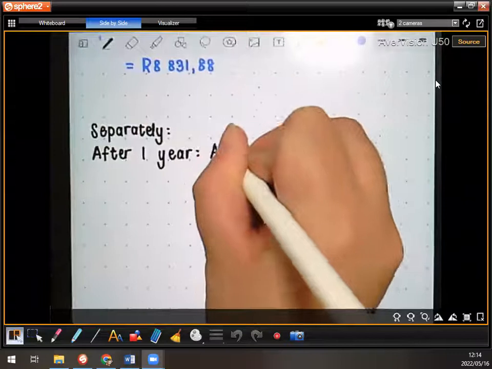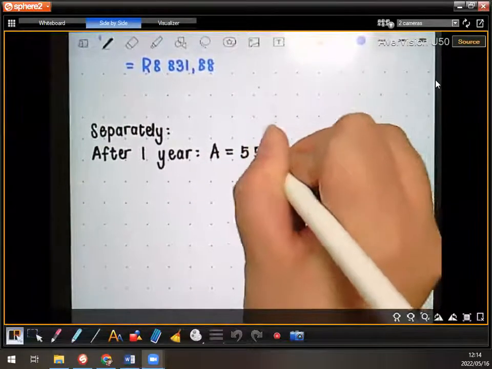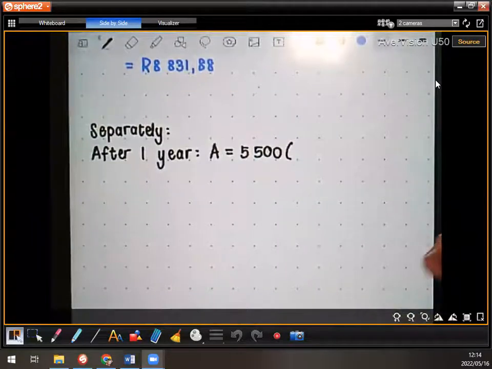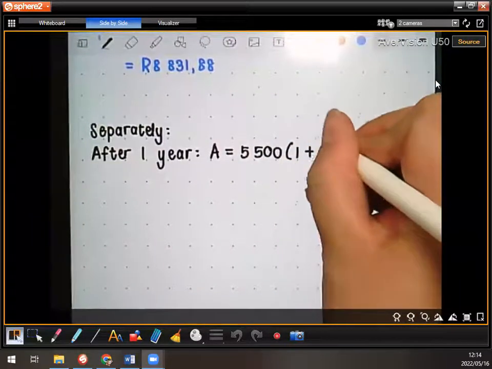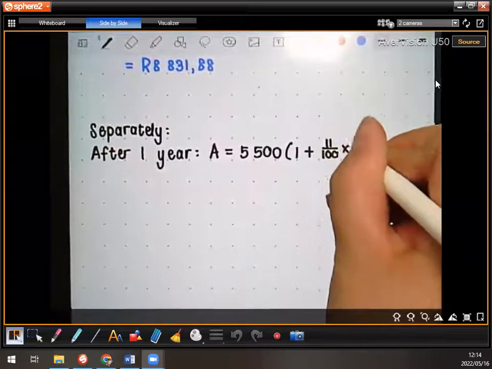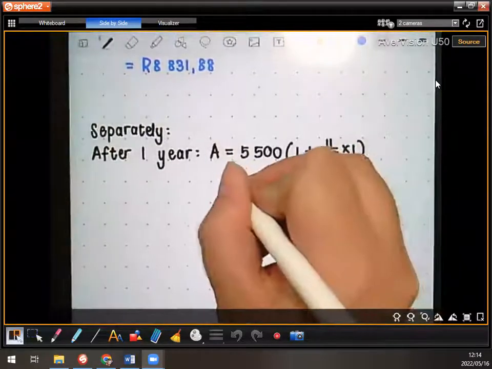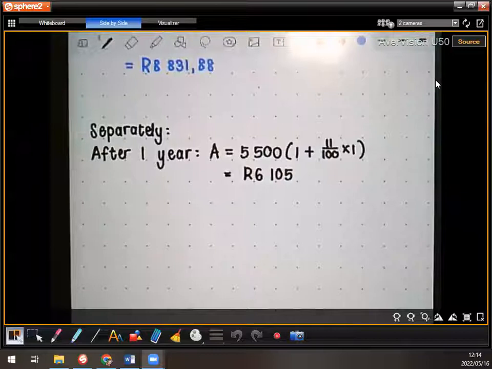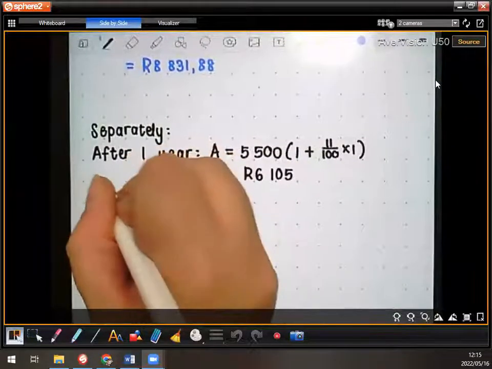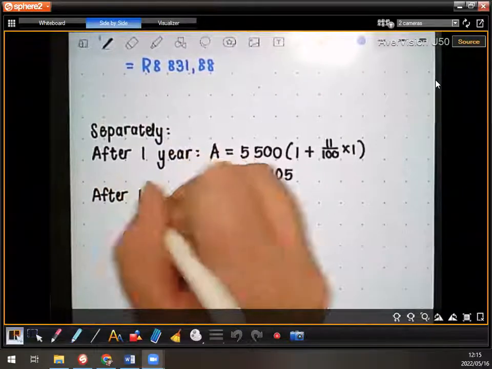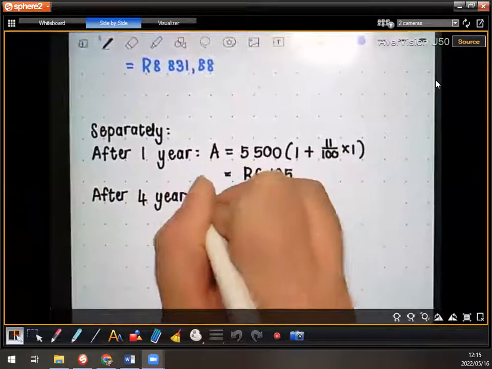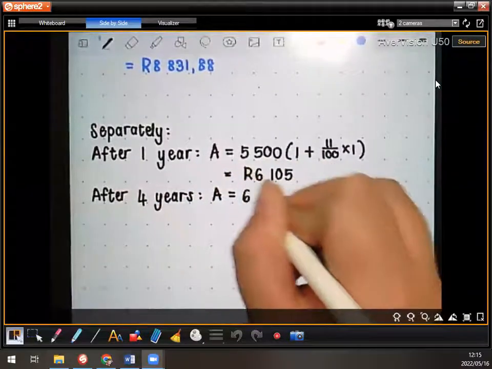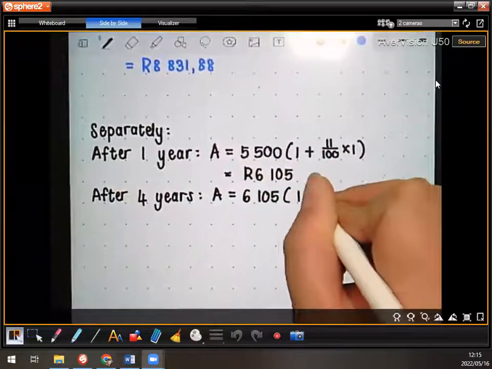Sorry, I was thinking that you separate calculation, like it's the same 5 years. Yes, yeah. But it's fine. Let me write it out. It's good for everyone to see it. Okay, so that is what you would do to calculate how much money you have after 1 year. So then you would get 6,105 rand. But now that 6,105 rand for the next 3 years is now growing at another interest rate, the second interest rate. So then you would say after 4 years, A is equal to this amount, 6,105, times your next interest rate.